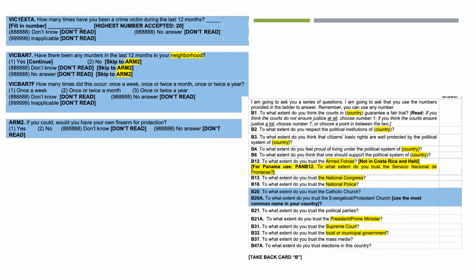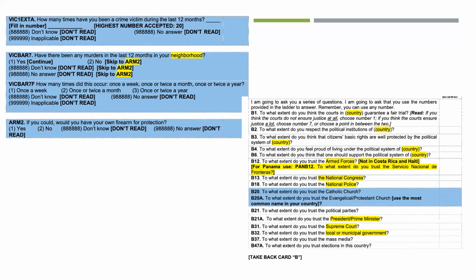So in the most recent survey, they asked everyone, how many times have you been a victim of a crime in the last 12 months? And they can indicate a number. It gives you some sort of quantitative indicator of people's perceptions of criminal violence in their neighborhood. Likewise, they asked people if there have been any murders in their neighborhood in the last 12 months. Do you own a firearm for protection? These are all, in a different way, getting at the same concept, right? People's either fear or their perceptions of violence.